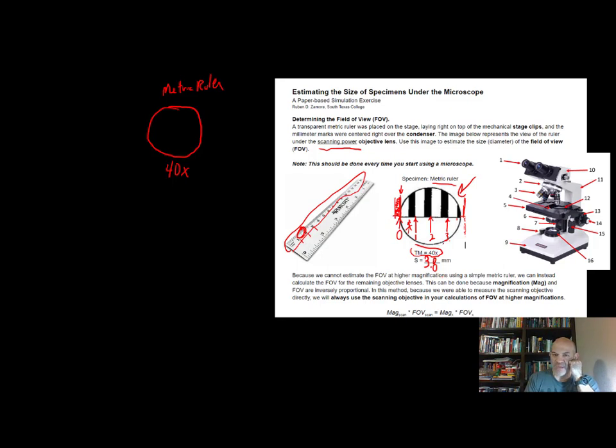Okay, so once you know that, that's your field of view for scanning. The problem here is when you go to low power or you go to the high power, you're going to see less and less of that ruler. In fact, the millimeter marks get so thick and so big you can't even make an estimate at the next magnification. So now what do we do? Okay, so remember, as you go up in magnification, you see less and less of the field. The field gets smaller, right?